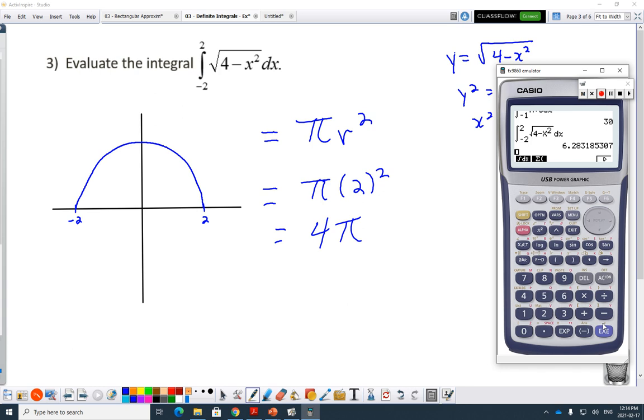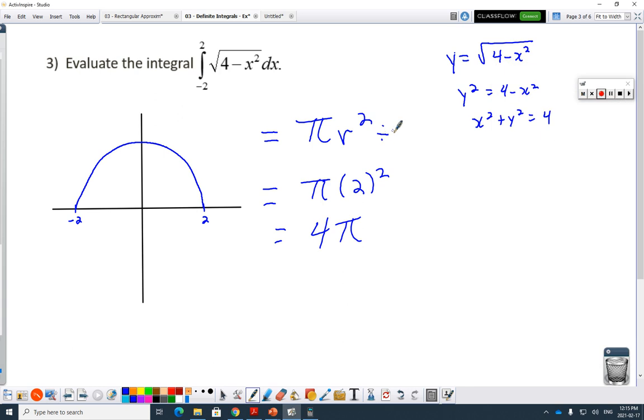It's not 6.28. I got 12.56. Because I did a full circle. Half circle. That's why the calculator is so handy. Jam those things in there to make sure you did your integral right.